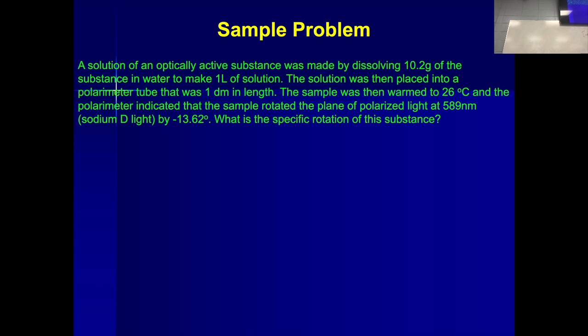What does the negative indicate? The negative means that it's going counterclockwise. It's rotating in a negative direction. Remember, it can rotate either positive or negative, clockwise or anti-clockwise.